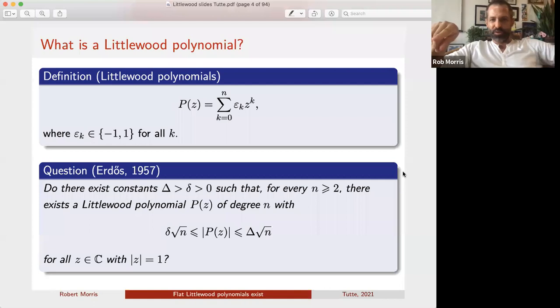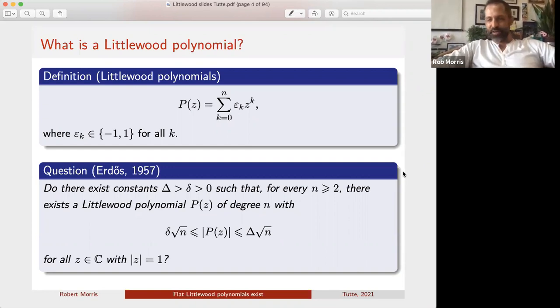If you look at the trace of this polynomial as you go around the circle, does it always stay basically near a circle, except scaled up by root n? Root n is the right thing just by Parseval. The sum of the squares of the epsilon_n, and therefore it's on average distance root n away.